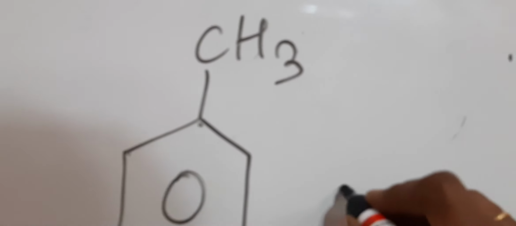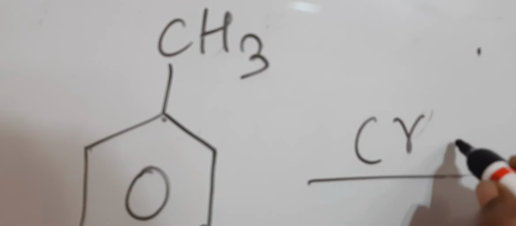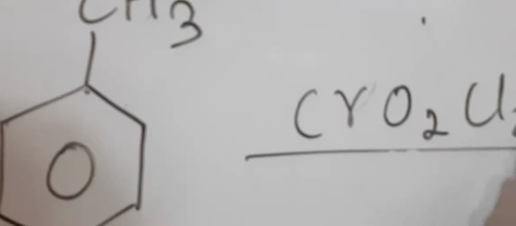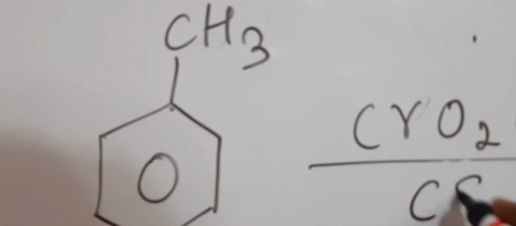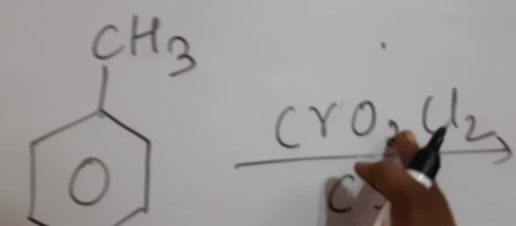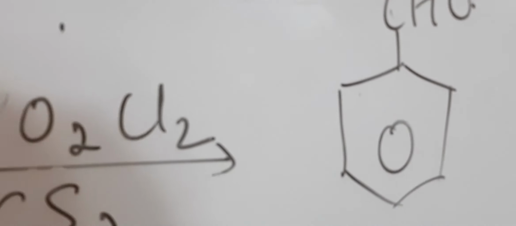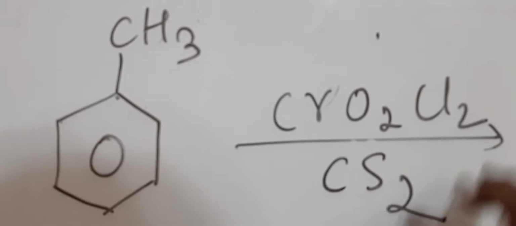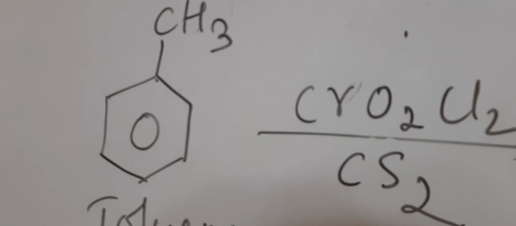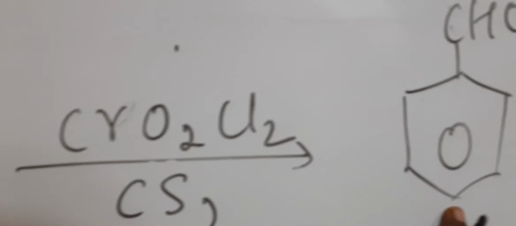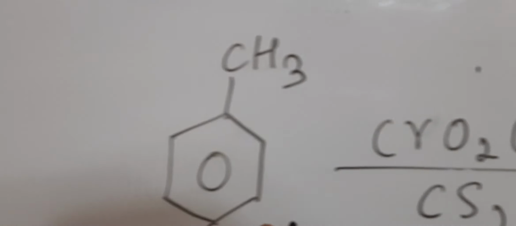To convert the CH3 into the CHO group, what do you have to add? Chromyl chloride, CrO2Cl2, in the presence of CS2. That's all. Just remember chromyl chloride and carbon disulfide to convert this methyl group of toluene to CHO. So this is toluene, and it can be converted into the aldehyde group, benzaldehyde. Remember this reagent. This is one method of preparing benzaldehyde, an aromatic aldehyde, from toluene.